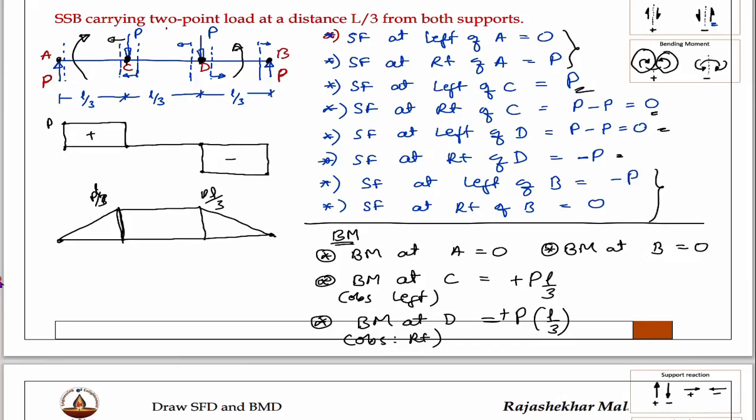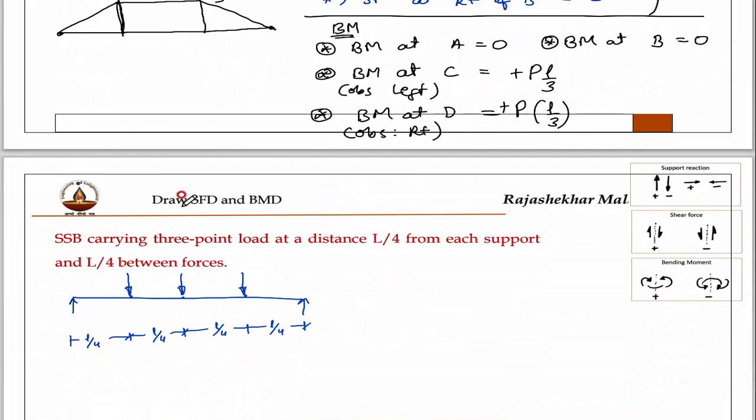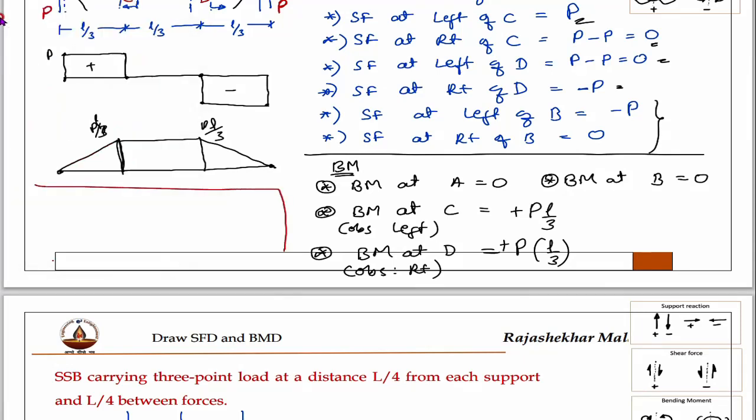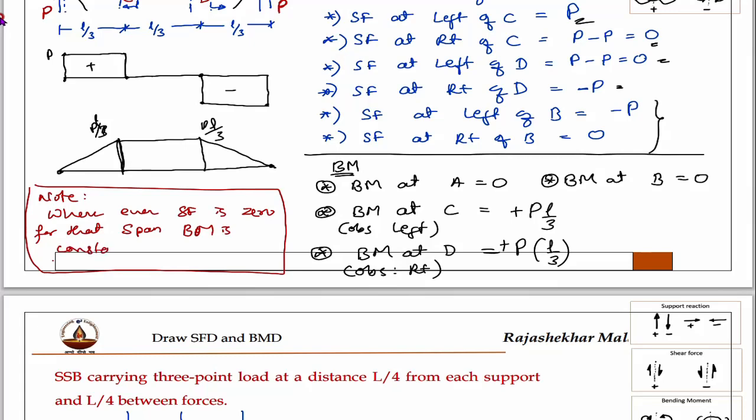Okay, here we will make one conclusion, a very important note. We will write it. The note is: wherever shear force is 0, for that span, bending moment is constant. Bending moment is constant.